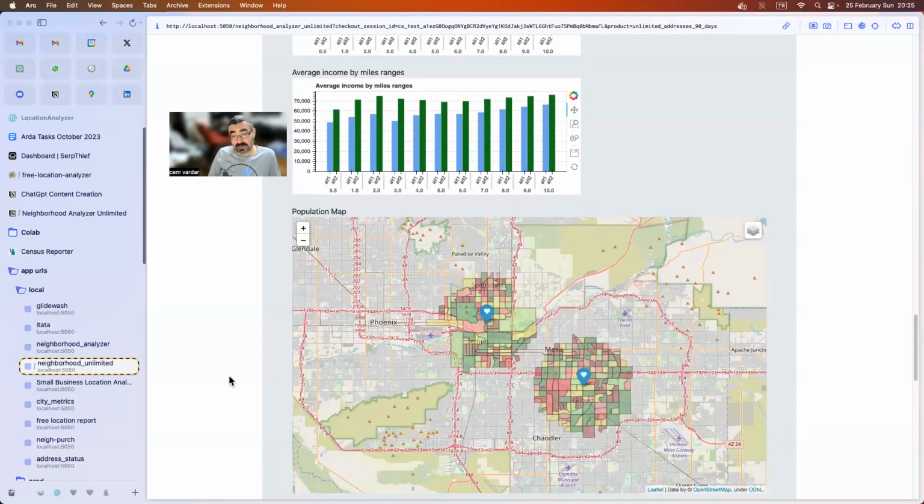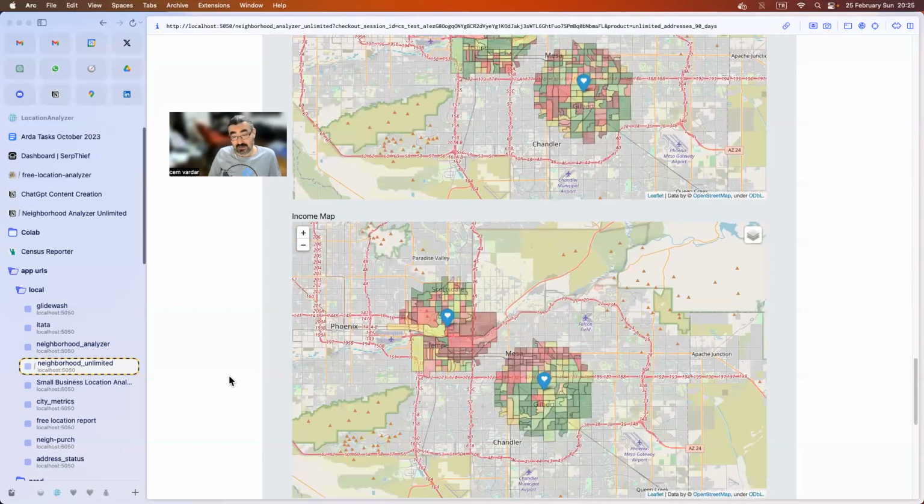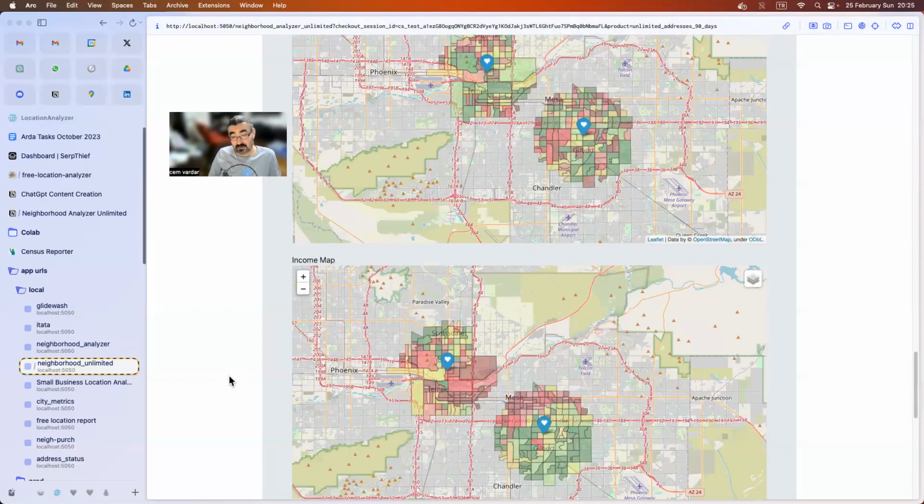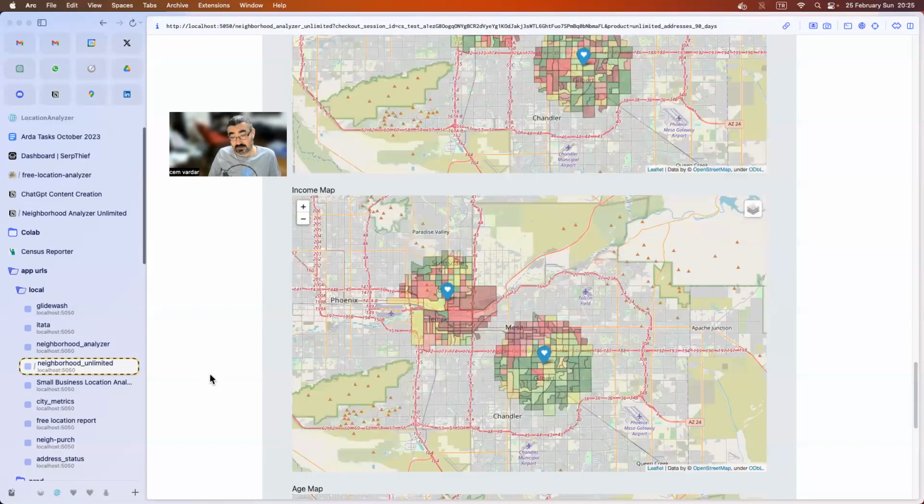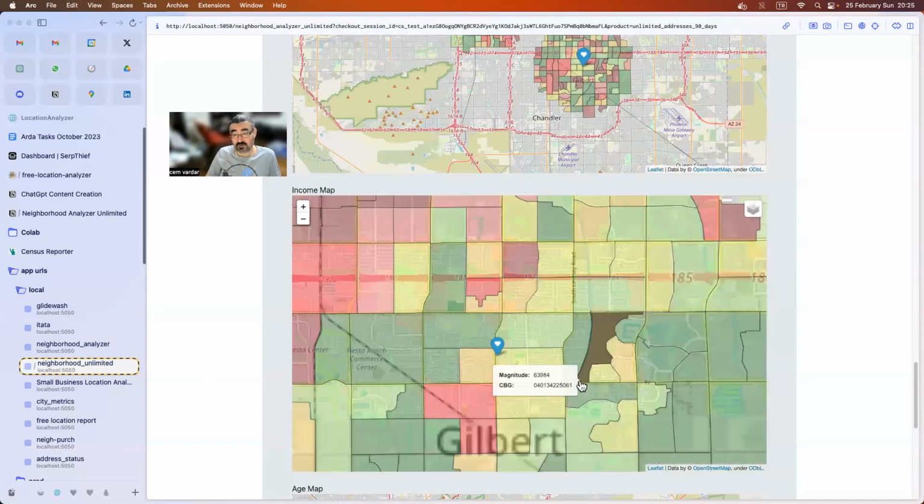And then also you can look at the population map, income map, and then age map here around the two locations. So for example, in the income map, you can see the green areas are higher income areas, and the red ones are lower income areas. Again, the first location has more lower income areas compared to the second one, and then you can zoom in and out here.